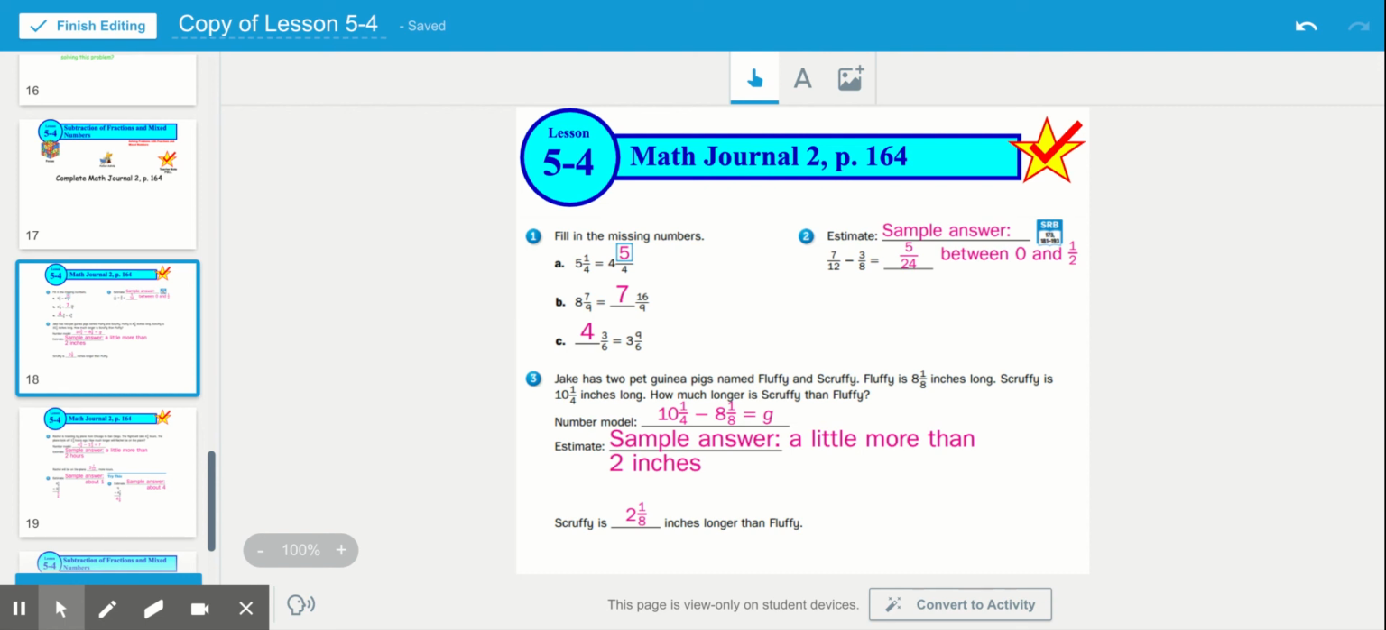Number 2, you should have your own estimate, and you should see mine was between 0 and 1/2, and the actual answer is 5/24. 3, after using cubes, you should have found the number model 10 1/4 minus 8 1/8 equals G. I put G for guinea pig. You can put whatever letter you want. An estimate should maybe be a little more than 2 inches, and Scruffy is actually 2 and 1/8 inches longer than Fluffy.